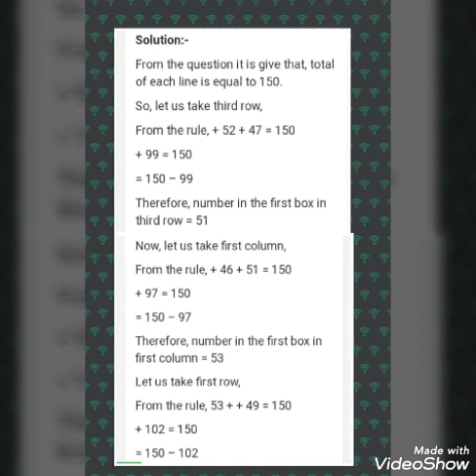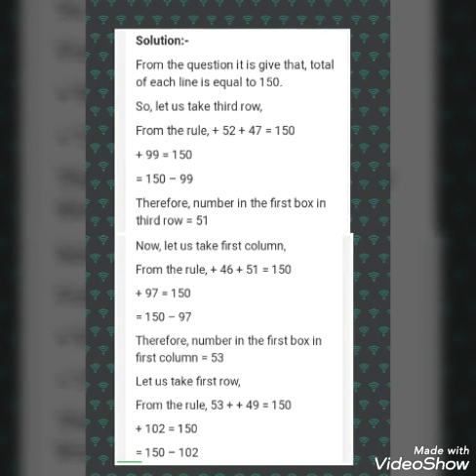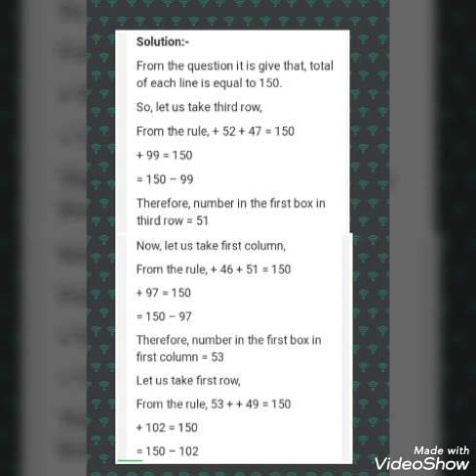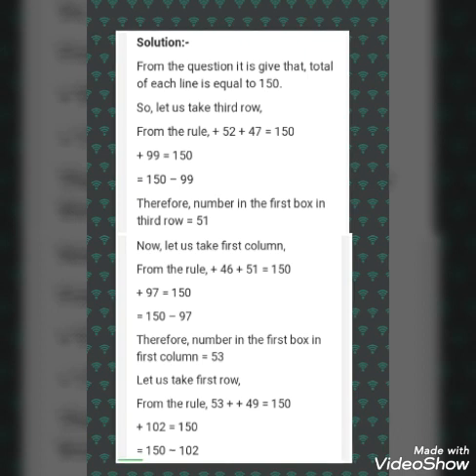Now let's take the first column. From the rule, dash plus 46 plus 51 is 150. Dash plus 97. From where did 97 come? If we add 46 plus 51, we will get 97. So here 150 minus 97 will be the answer, meaning 53. Therefore, the number in the first box in the first column will be 53.